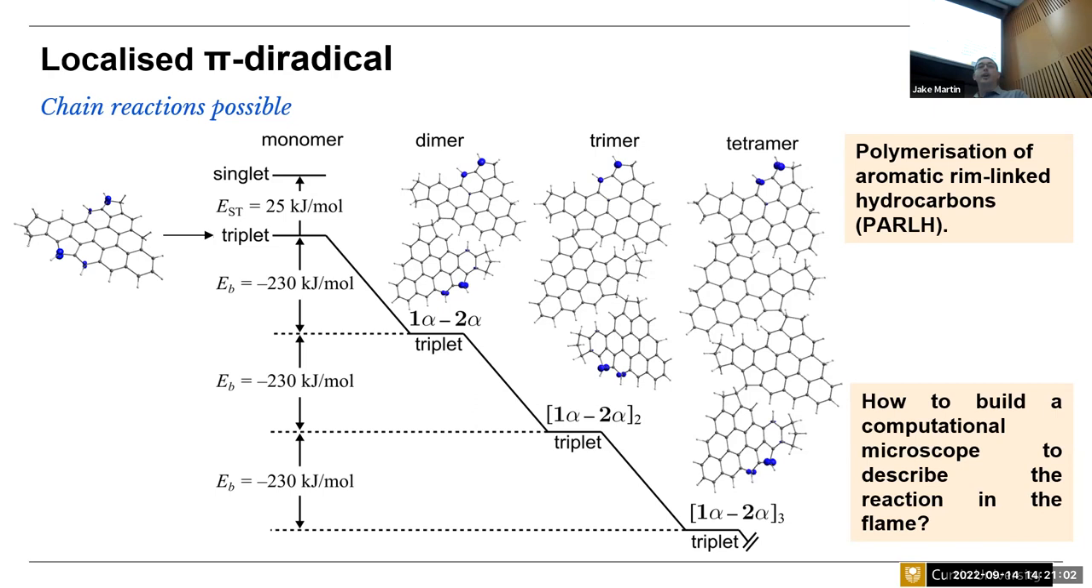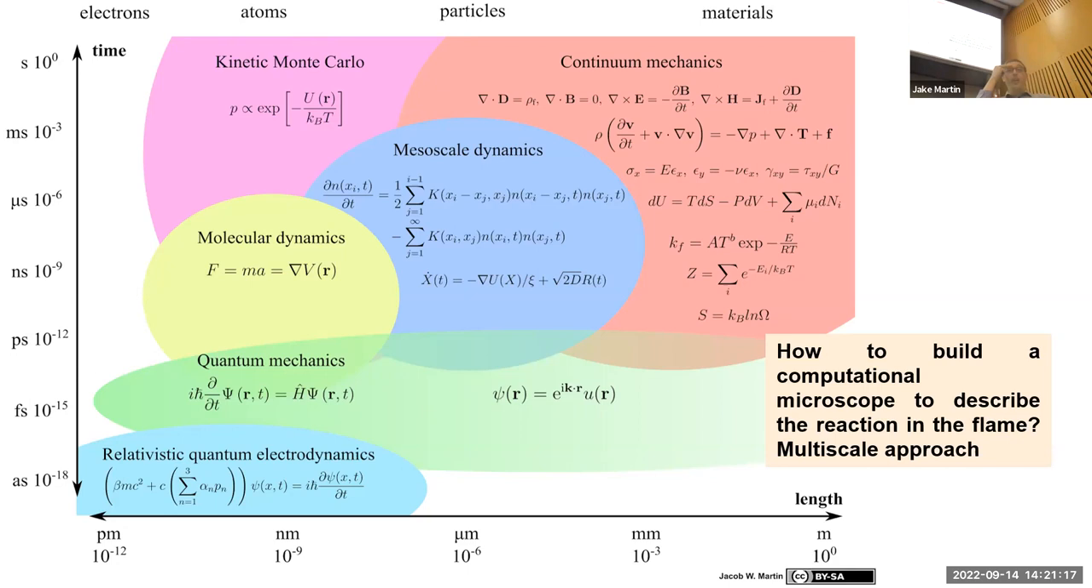So we said, well, how can we build some sort of a computational microscope to describe these molecules actually reacting in the flame? The way that we decided to do that was a multi-scale approach. In order to capture dynamics over a longer time scale, and also a longer length scale, you need to couple together different approximations. This isn't too different from what people talk about often.